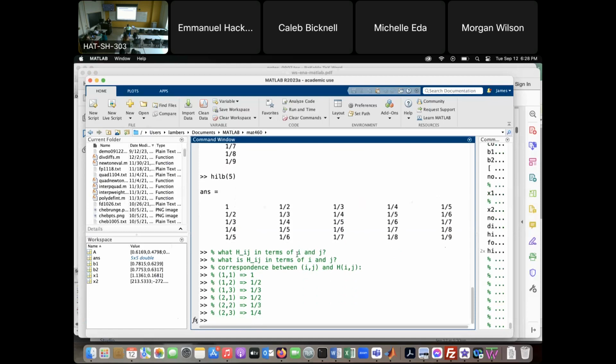Okay. So extrapolating from these sample entries, here's something to point out. The entry in row 1, column 3, so i equals 1, j equals 3, gives you 1/3. Here we have the 2-2 entry, i equals 2, j equals 2, which also gives you 1/3.